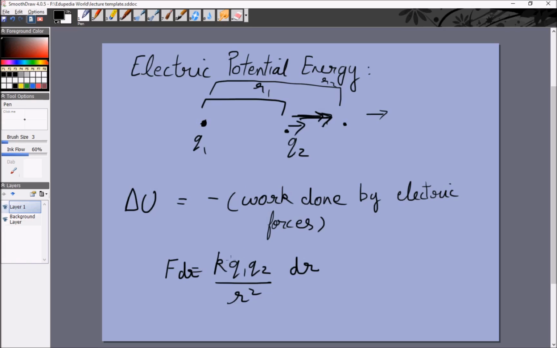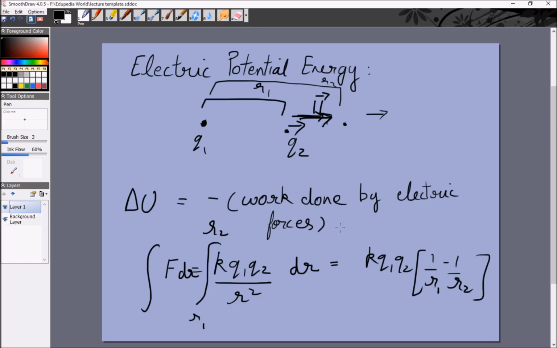So F dr, that is K Q1 Q2 by R squared dr, will be the small amount of work done in moving a distance dr. If we integrate it from R1 to R2, we'll get the total work done by the electric forces in moving from R1 to R2. So if we calculate this, this will be R to the power minus 2, whose integral will be R to the power minus 1 by minus 1. So we'll get K Q1 Q2 times (1 by R1 minus 1 by R2). This is the work done by the electric forces. So the change in potential energy will be the negative of that. So the change in potential energy delta U will be K Q1 Q2 times (1 by R2 minus 1 by R1).